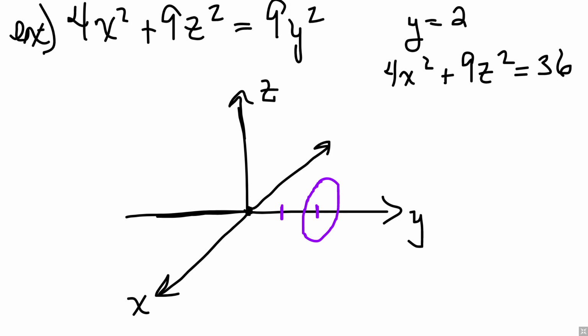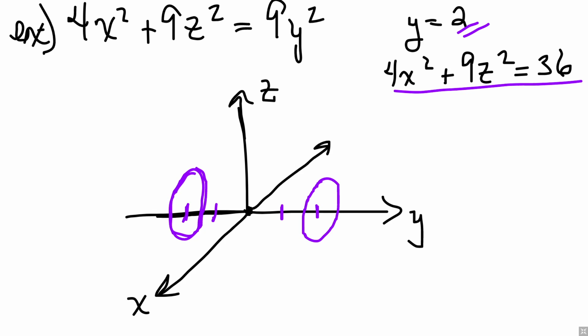But let's think about this. I can get the same equation if y happens to be what other value? Negative 2. So I'm going to essentially have the exact same thing happen when y is negative 2. I'm going to have this ellipse that's going to be formed.